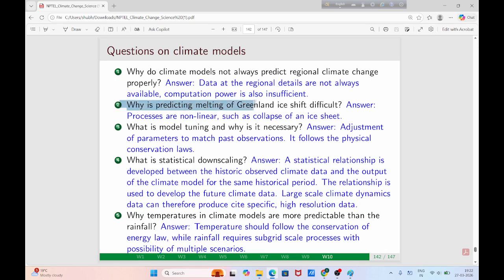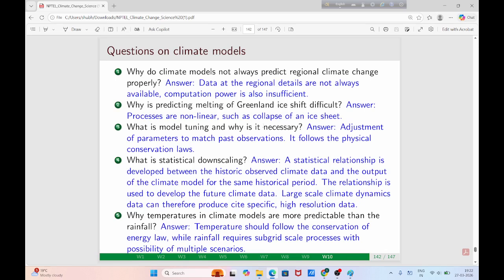Second question is, why is predicting melting of the Greenland ice sheet difficult? It is difficult because the processes are non-linear. For example, one ice sheet is broken and it divides into two ice sheets, or it collapses into the ocean. So we cannot determine these sudden chaotic processes. These are non-linear processes we cannot model.